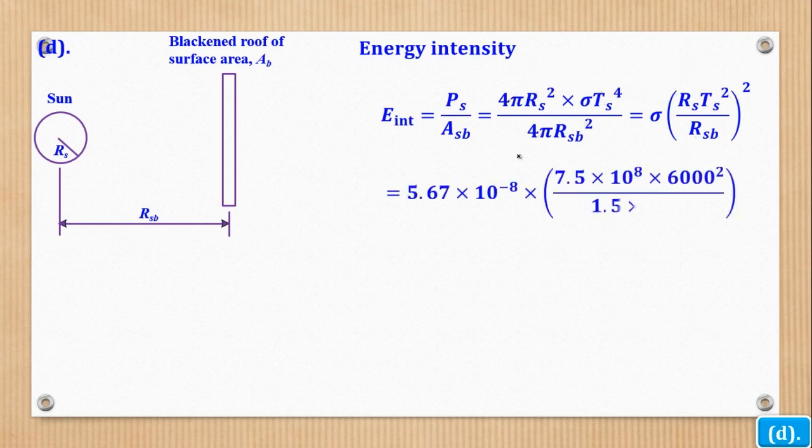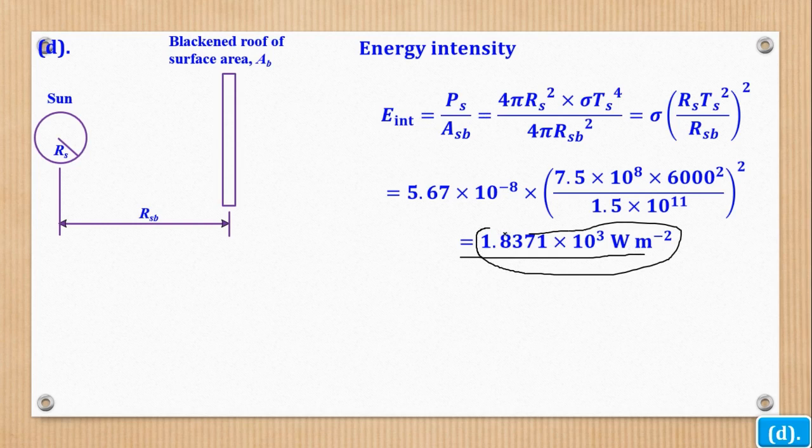Now we are given the question, so this one is a constant, it is known. Then this one was given, radius of the sun. Then this one, temperature of the sun, was given. Then this one, distance between the sun and the earth, was given. So when you use a calculator, we shall come up with this. In physics, in such questions, it is recommended that you use standard form to write your answers.